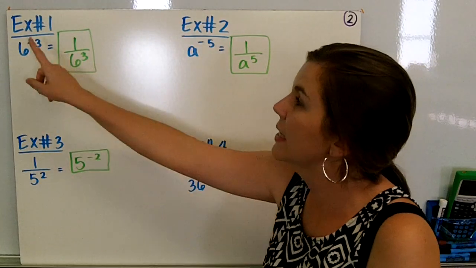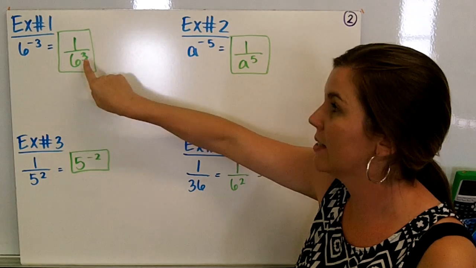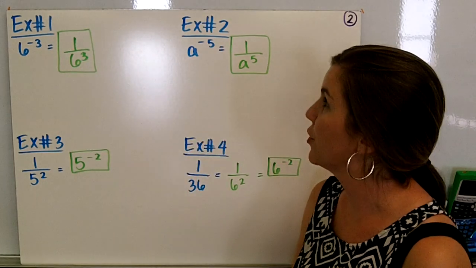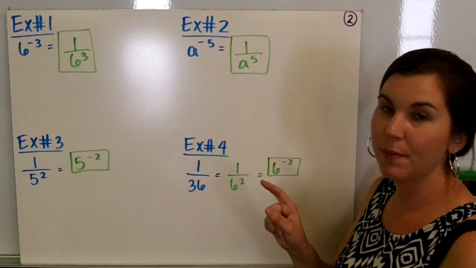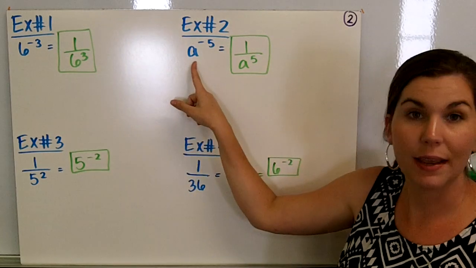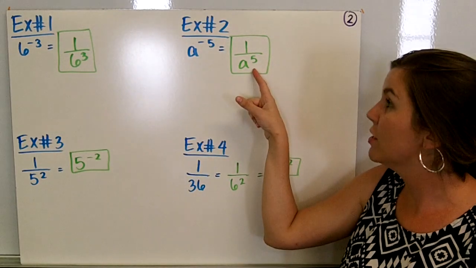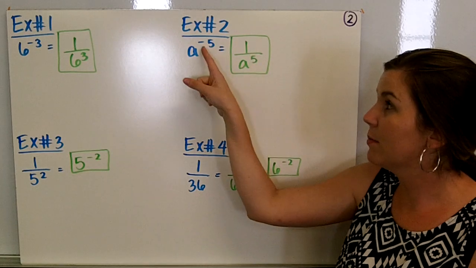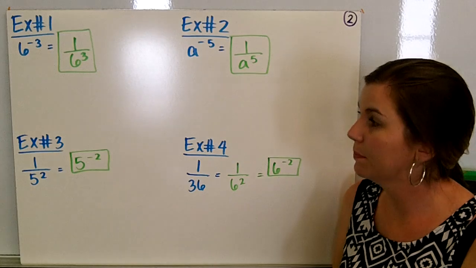Example number 1. 6 to the negative 3 will move to the denominator and become positive. 1 over 6 to the 3rd power. Example number 2. A to the negative 5th power. The same thing works for numerical bases and variable bases. So a to the 5th will go to the bottom, and the exponent was negative, now it's positive. You have to have your placeholder 1 on top.